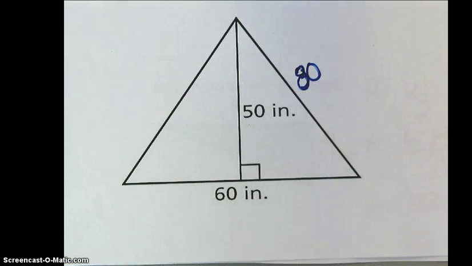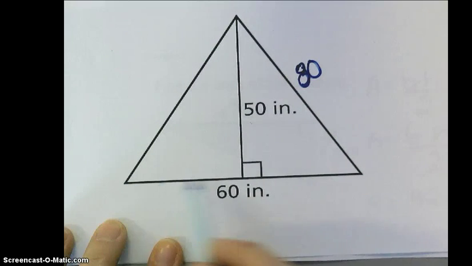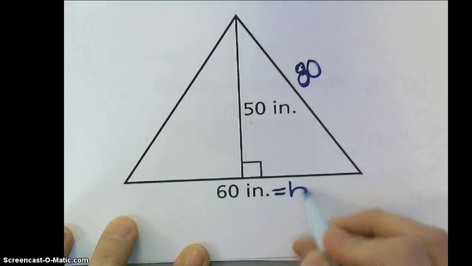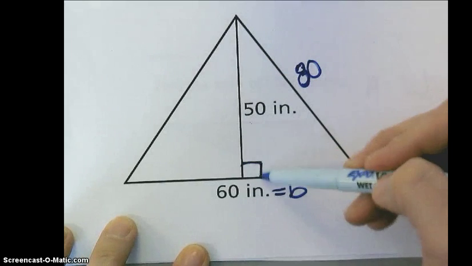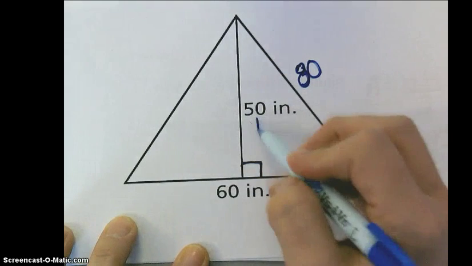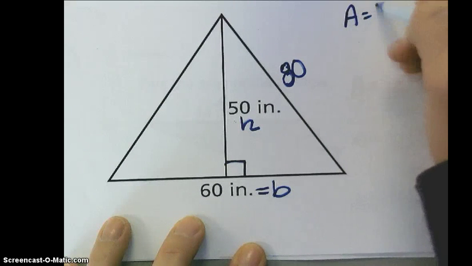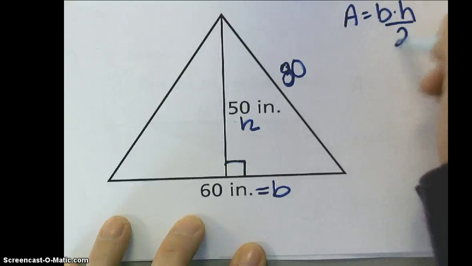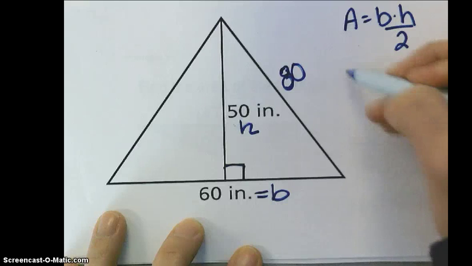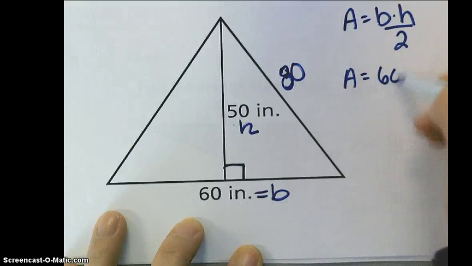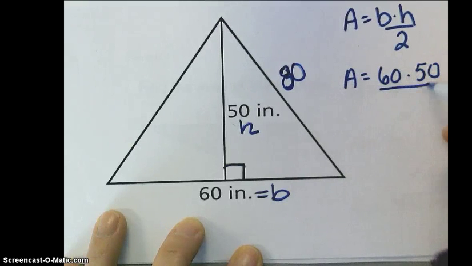So looking at the triangle the way we have it, this number on the bottom, that's my B. And here's my H for height that lands on the base. That's my H. So now we've got to plug it into the formula. Area equals base times height divided by 2. Area equals 60 times 50 divided by 2.